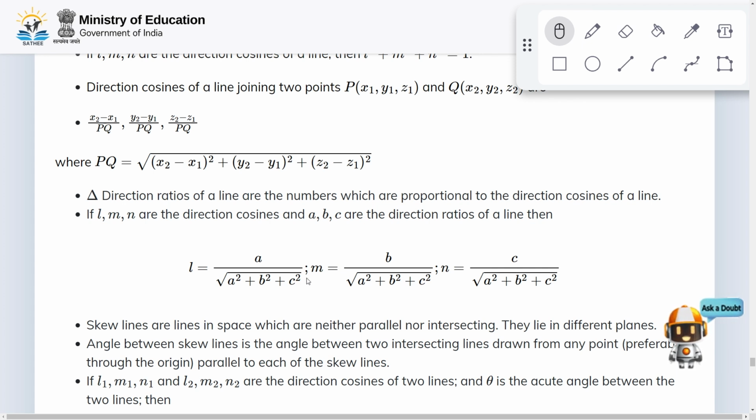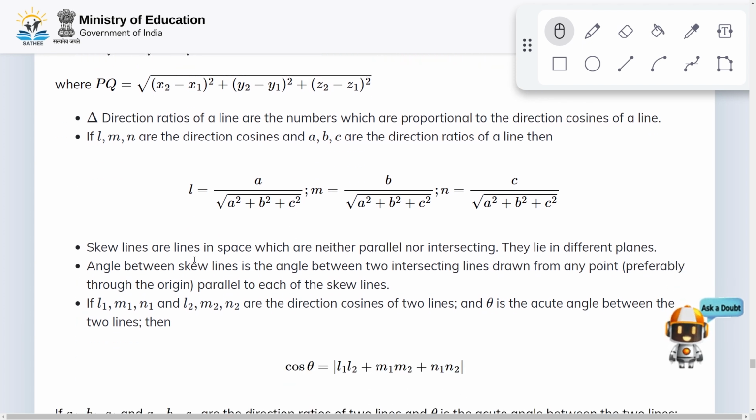Okay, clear? Now, skew lines are lines in space which are neither parallel nor intersecting. They lie in different planes. The angle between skew lines is the angle between two intersecting lines drawn from any point, parallel to each of the skew lines.